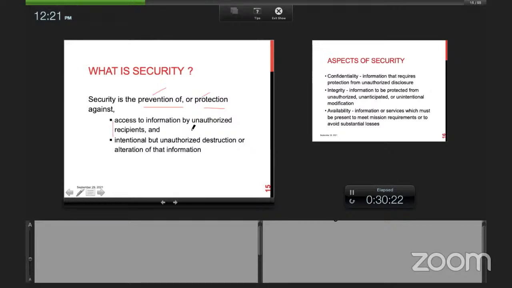Access to information by unauthorized recipients. So you see that the key things are access and unauthorized or authorized. Access means, remember we were talking about accidental access. So you have to take care of some access control list sort of thing, so that you know who can handle what data.